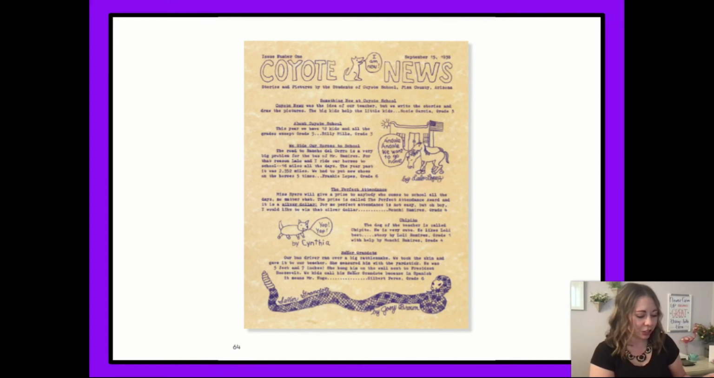Chapito. The dog of the teacher is called Chapito. He is very cute. He likes Lowly best. Story by Lowly Ramirez, grade 1, with help by Manchi Ramirez, grade 4. And then lastly, Señor Grandote.